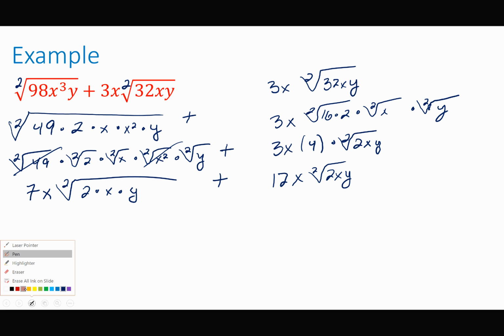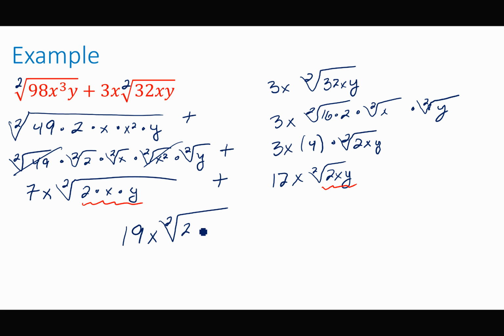But that's handy. I have 2xy here, and I have 2xy. Now I do have the same radicand. So 7x and 12x I can combine. So 7x plus 12x is 19x, square roots of 2xy. Like I said, these ones get a little involved, but take it step by step. Break it down, build it back up, get it to be the same.